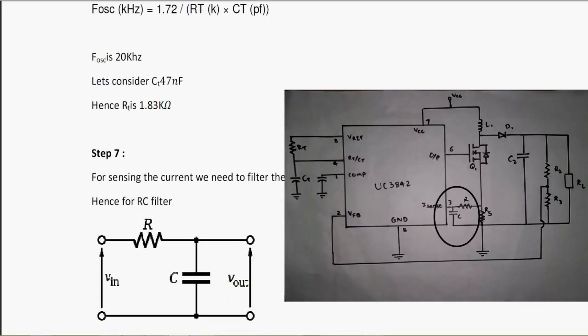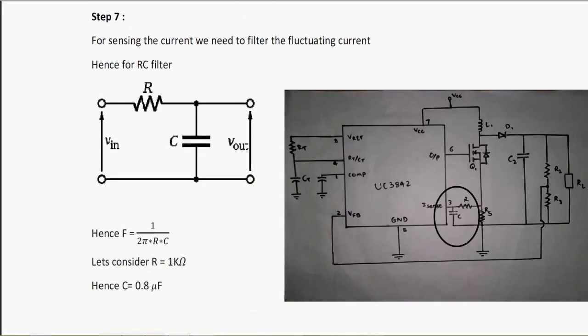As the voltage across this sense resistance fluctuates very highly because of high frequency switching, it is a bit difficult to sense that current. Hence, for better sensing, we connect a simple RC filter which filters out the high frequency component, and sensing will be easy. So let's consider the cutoff frequency to be 200 Hz. One of R and C we can assume and find out the other value.